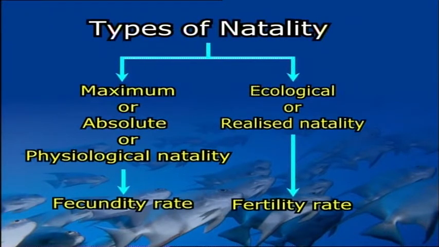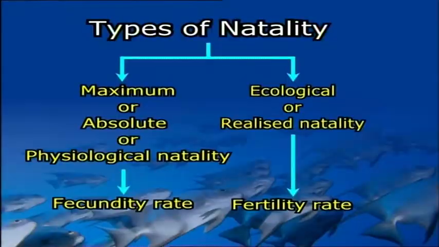There are two types of natality: maximum or absolute or physiological natality. It is the theoretical maximum production of new individuals under ideal conditions, that is, no ecological limiting factors, reproduction being limited only by physiological factors. It is constant for a given population.